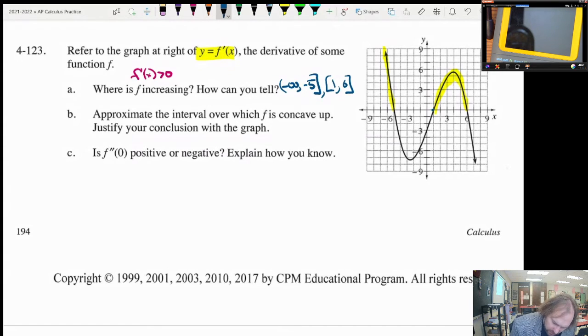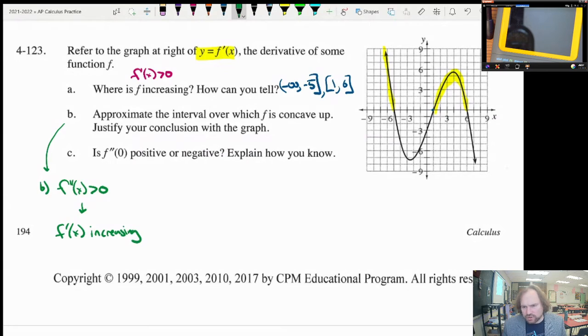If f is concave up, what that means, let's think about this for a minute in question B. Concave up means that f double prime of x is greater than 0. And what that means is that its antiderivative, f prime of x, is increasing. So this becomes a question of where is this graph increasing? And I think that's happening on this domain that I'm making green right there.